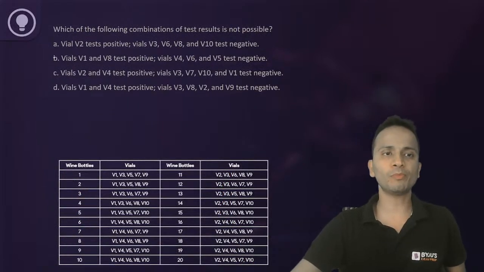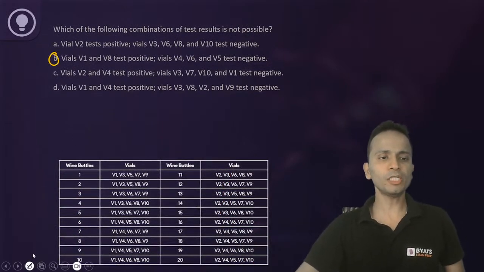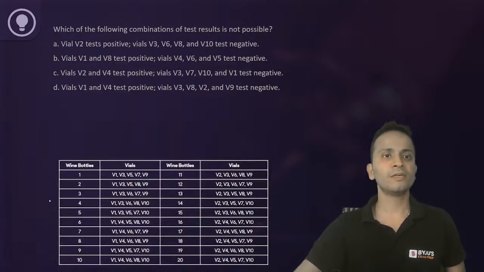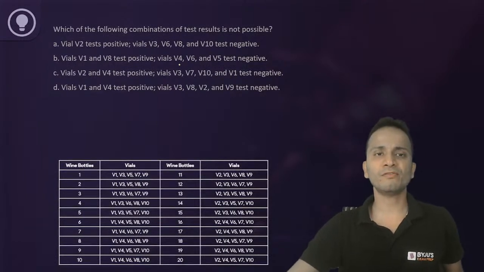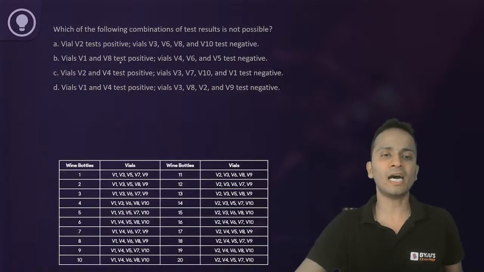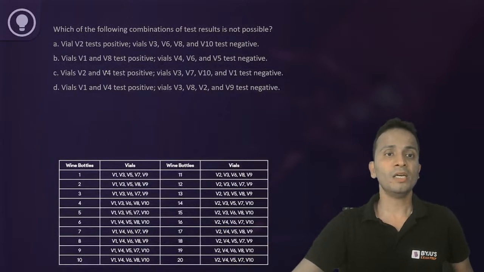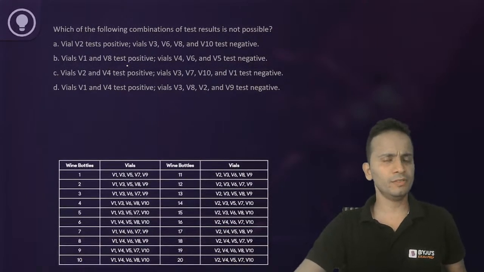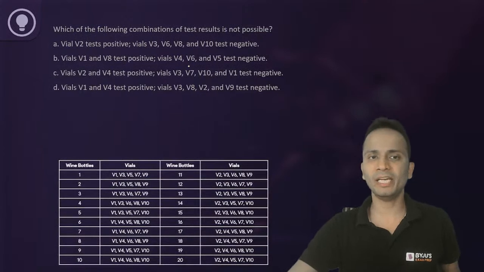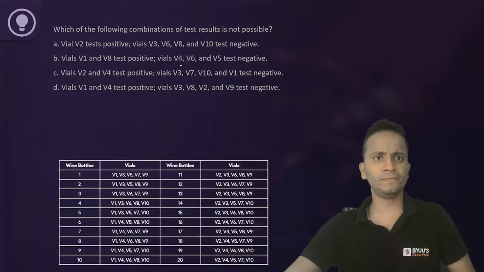I'll move on to option B. Now option B says while 1 and 8 are positive, and 4, 6, and 5 are negative. Now 1 and 8 both are positive. So 1 is positive, that means poison can be there in any of the first 10 bottles. V8 is also positive, right? So negative वाले पहले eliminate कर देते हैं.